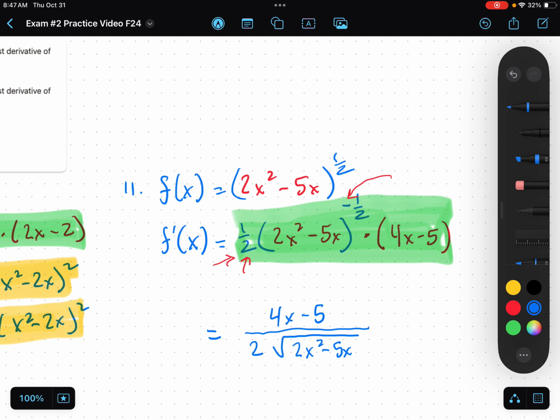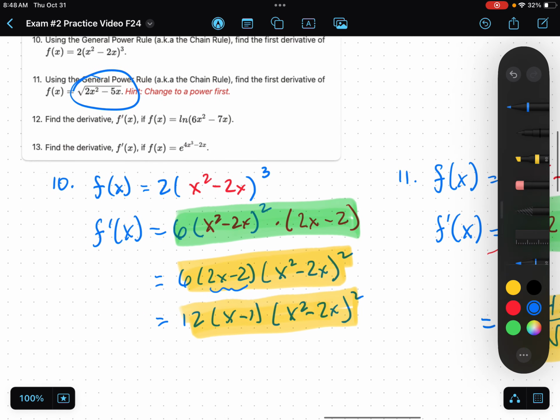So the real fancy version of this answer, and the one that's simplified that we typically will see, is 4x minus 5 over 2 times the square root of x squared minus 5x. That's the one we'll typically see. If you made it to the green, you did the calculus, you're doing great, but we really want to shoot for this rational function written with a radical at the bottom here because of the way the question was posed. Okay, feel free to ask questions on that one if you have them.